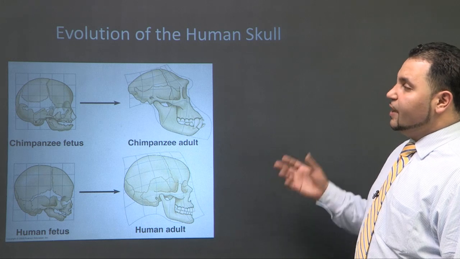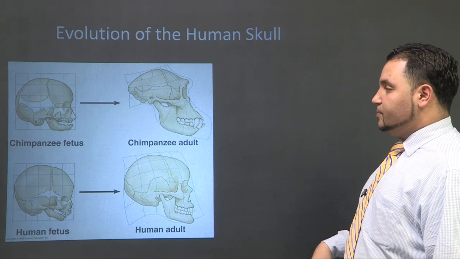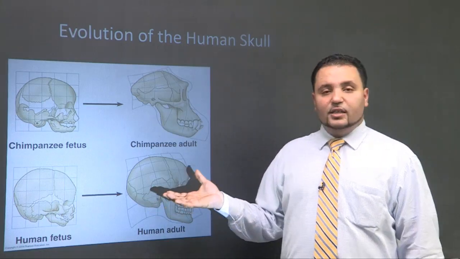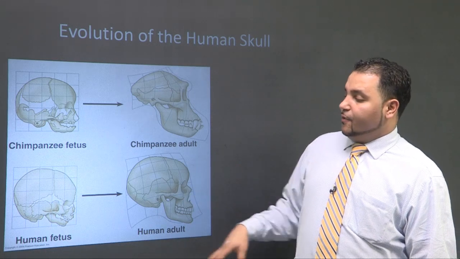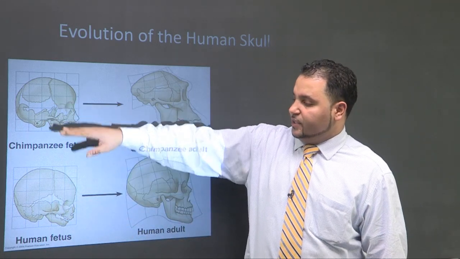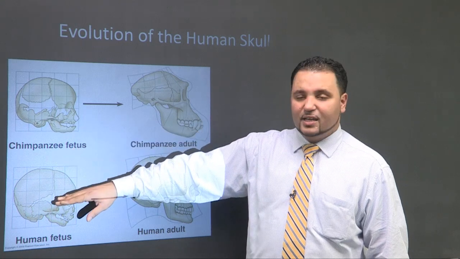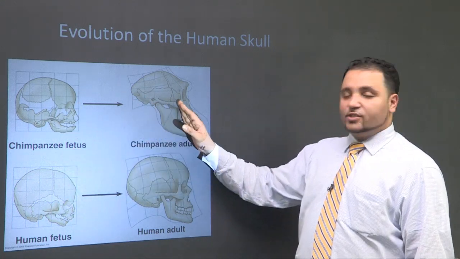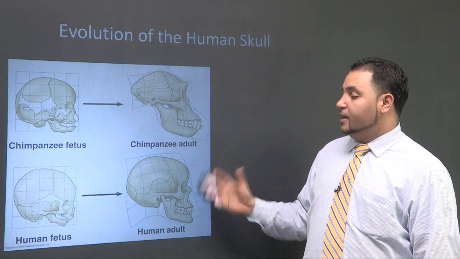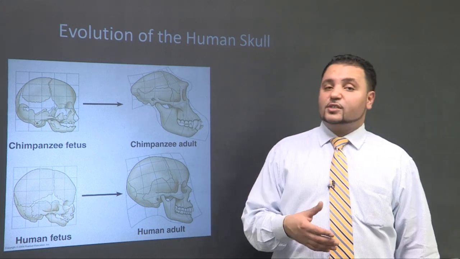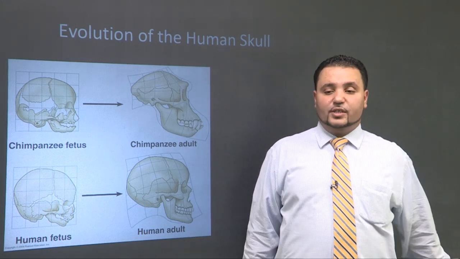Okay, and so when we think of the evolution of the human skull, this also comes into play. We start to see the mammalian skull. From the human fetus to the chimpanzee fetus, there's a lot of similarities. Isn't it amazing how they actually develop into totally different things? This is just an example of how divergent evolution takes place.